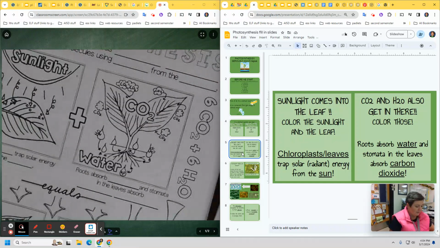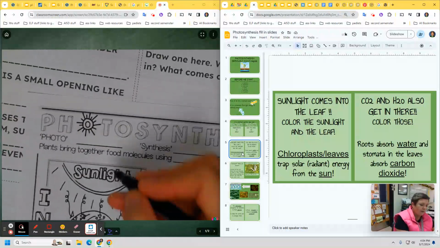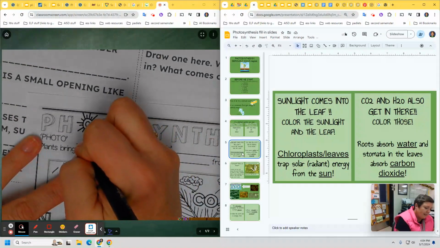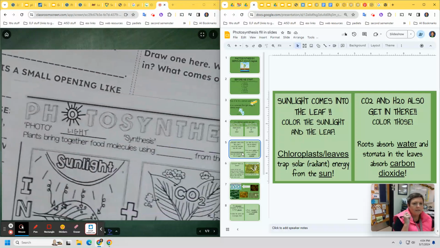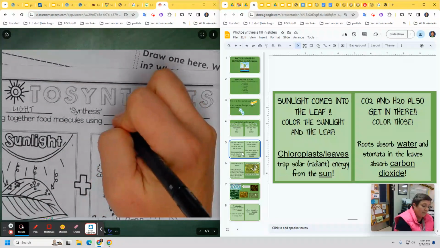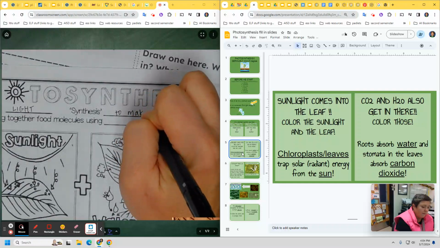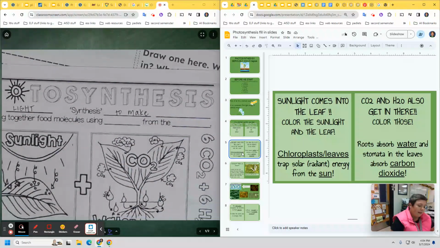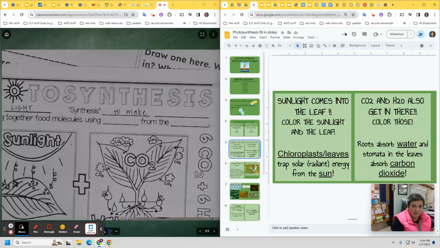Then we're going to just kind of move over to here. Okay. What does photo mean? It means light. And what does synthesis mean? To make. So plants bring together food molecules using energy from the sun.